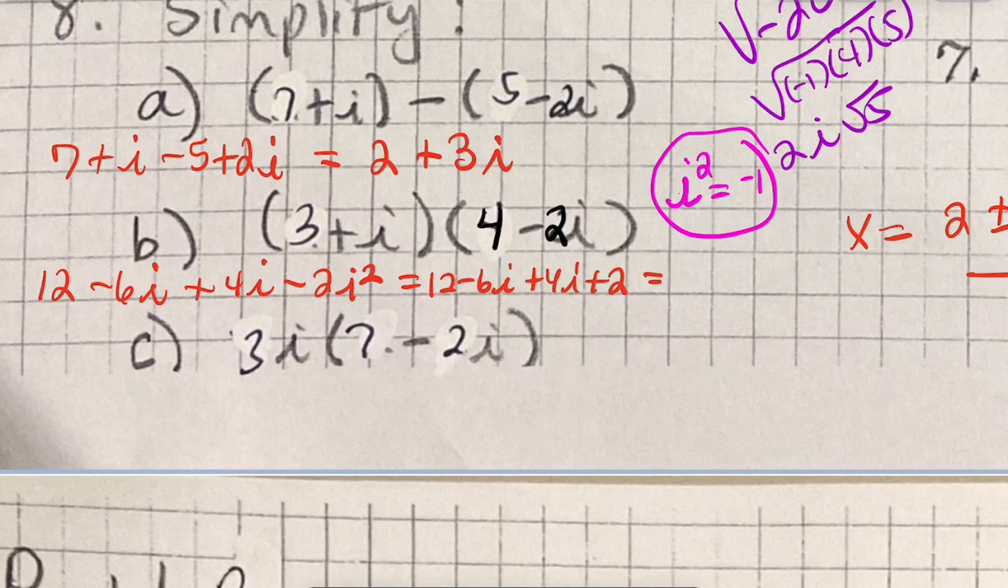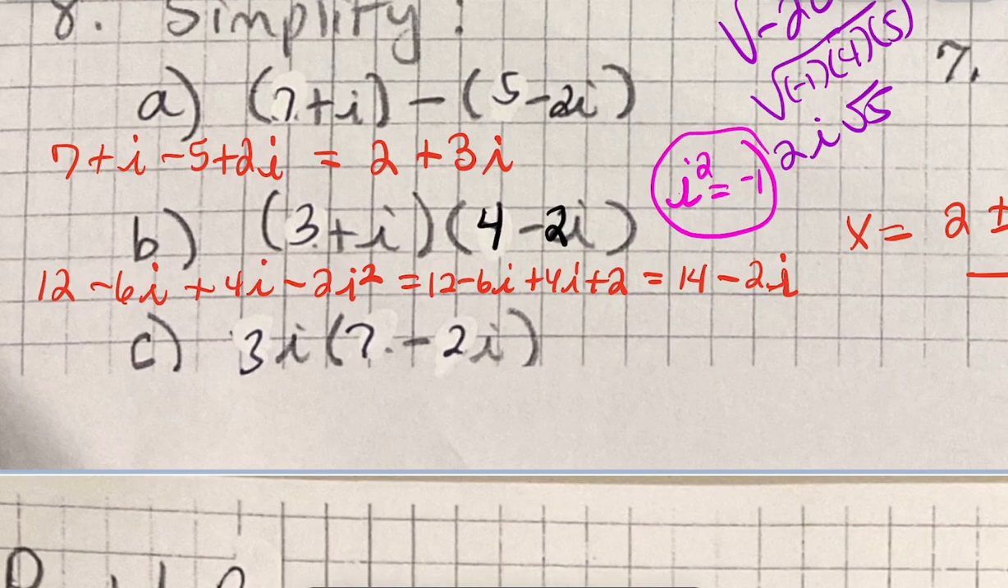Okay? And then once everything is simplified, the i squareds have become a -1. Combine your like terms. So 12 plus 2 is 14. -6i plus 4i is positive 2i. Now, it's customary to write the i second, but if you wrote on your paper 2i plus 14, it is correct. But by those standards, you usually do that. Oh, you should get -2. Thank you. So -6i plus 4i is -2i.